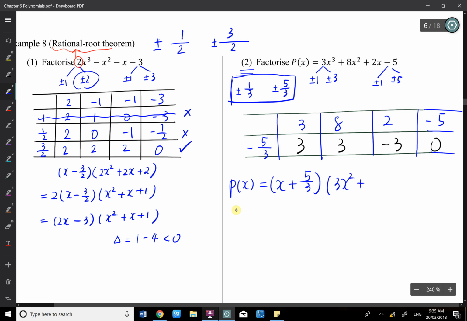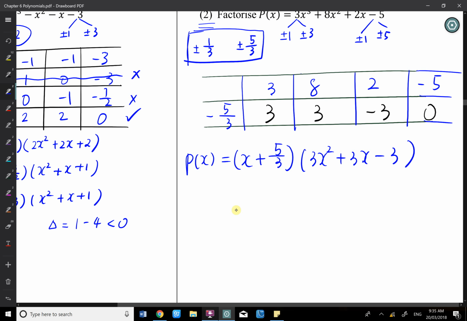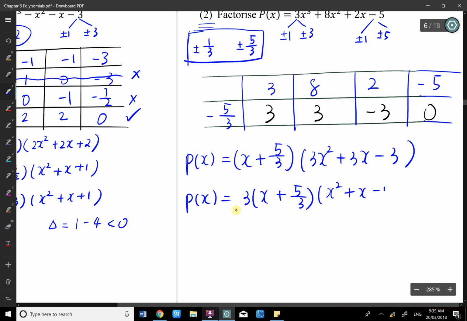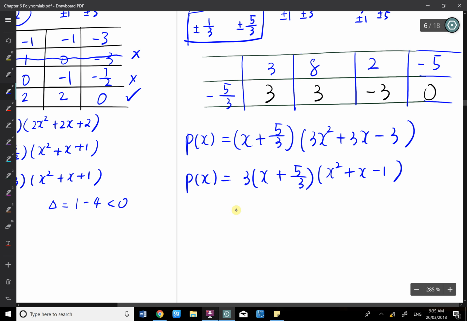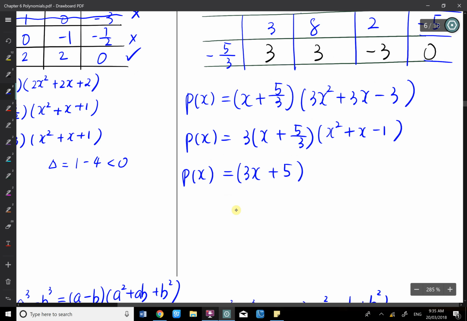And as I said, we can take the 3 out because it's a common factor. We have that. And then we can combine the 3 into the first bracket, which makes the fraction become a 5.